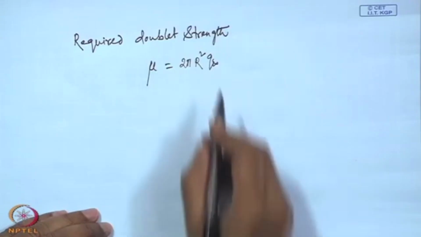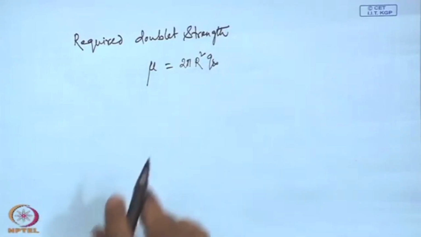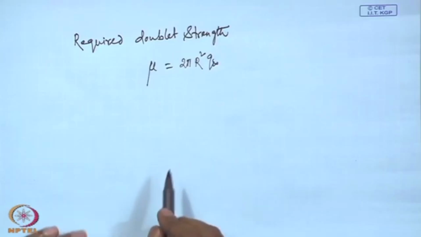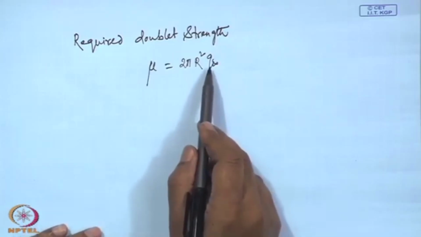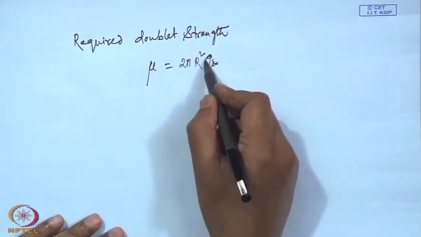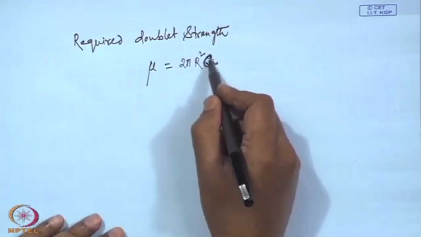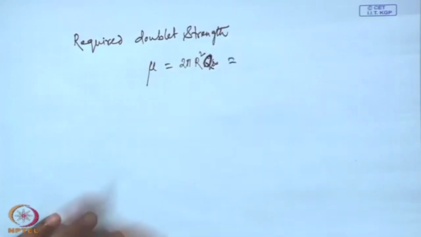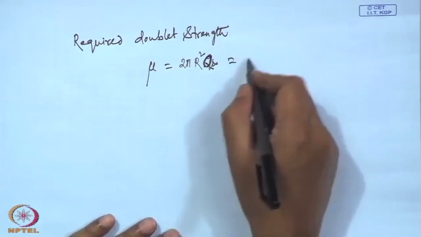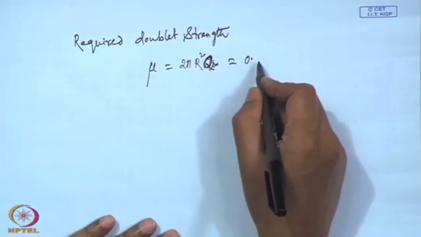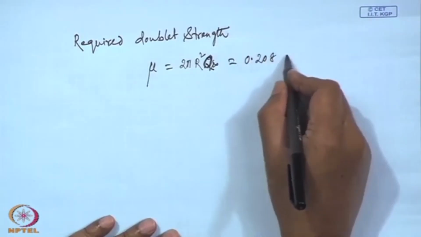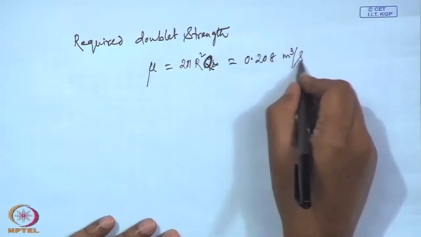What are we writing, capital Q or small q? This is free stream, not something different. This gives 0.208 meter cube per second.